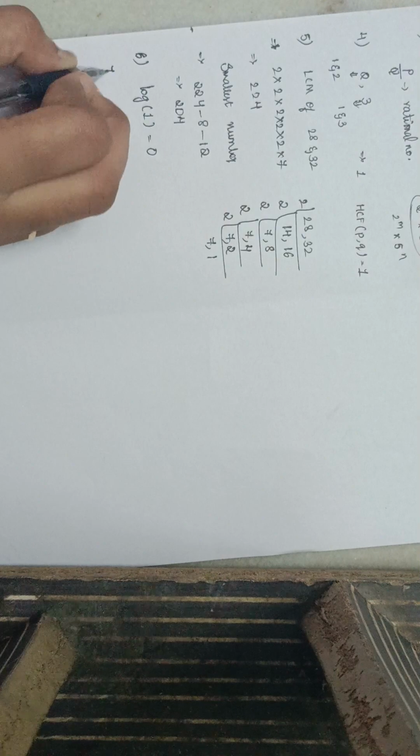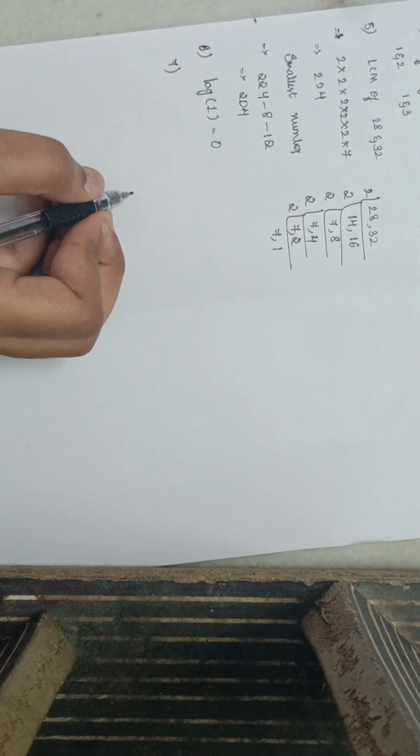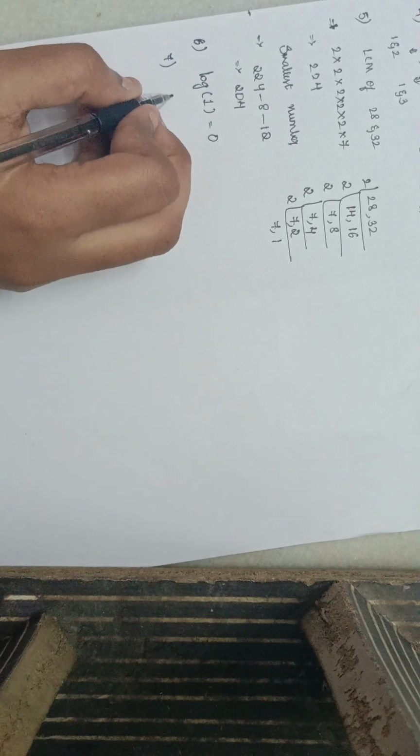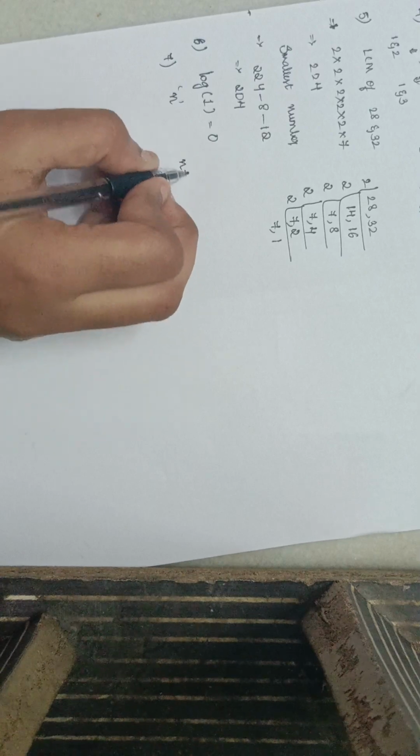Next one, the 7th one. If the characteristic of logarithm of a number is n, then the number of digits. Given that the characteristic of logarithm of a number is n, the number of digits is n plus 1.